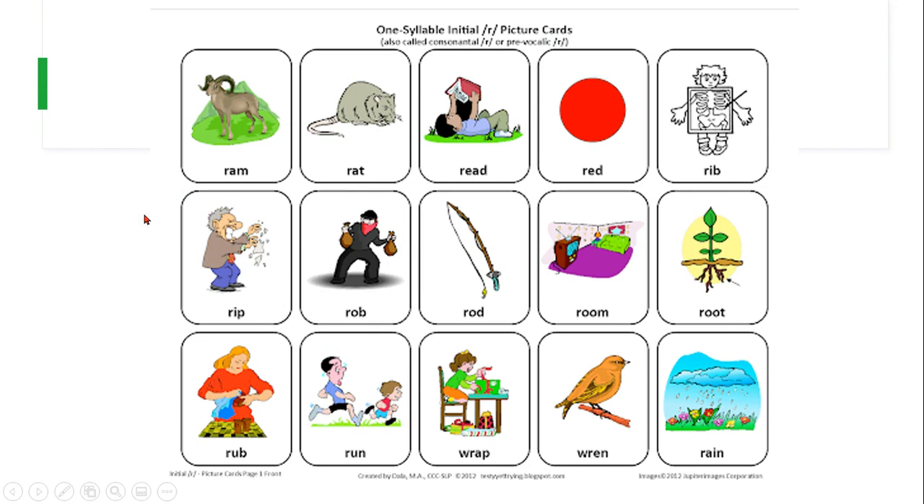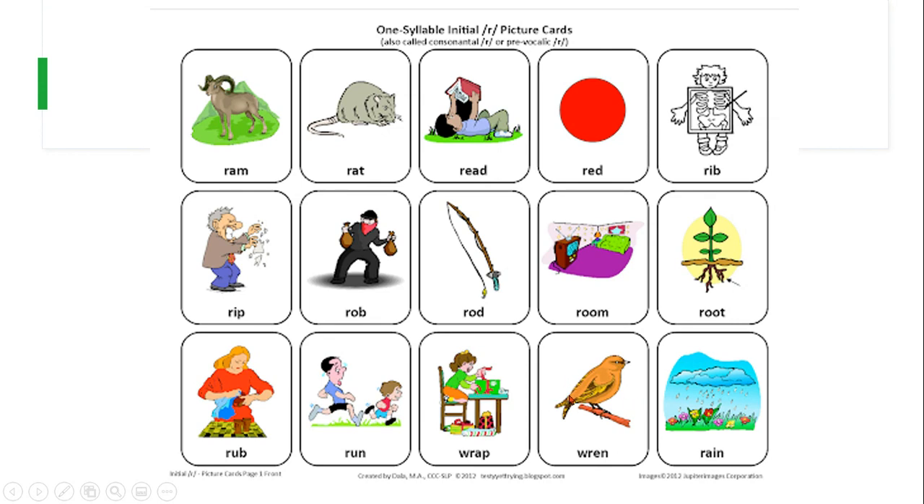Okay, again, we're going to start with the er sound. Ram, ram. Rat, rat. Reed. Read, red, red, rib, rib, rip, rip, Rob, Rob, Rod, Rod, Room, Room, Root, Root, Rub, Rub, Run, Run, Rap, Rap.